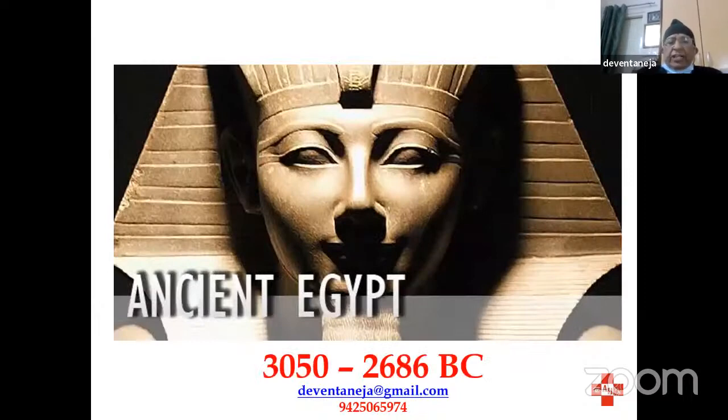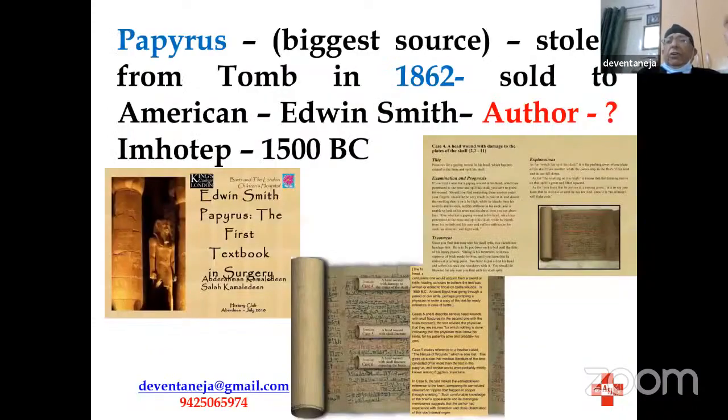When we go to ancient Egypt, you all know that the Egyptian civilization is one of the oldest civilizations. So when we go into this, the very famous thing which we all talk about is the papyrus. And papyrus means something which has been written onto some type of paper which they used to make from bark or something. And this book was found in a tomb. And in 1862, it was stolen from there and was sold to an American called Edwin Smith.